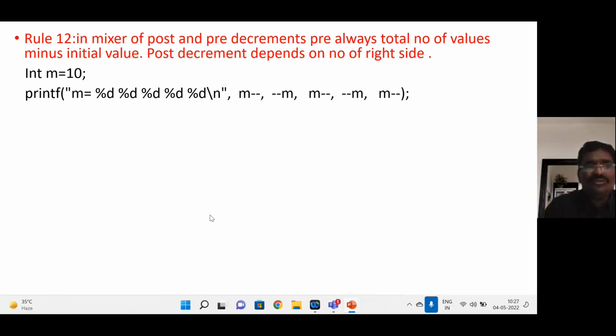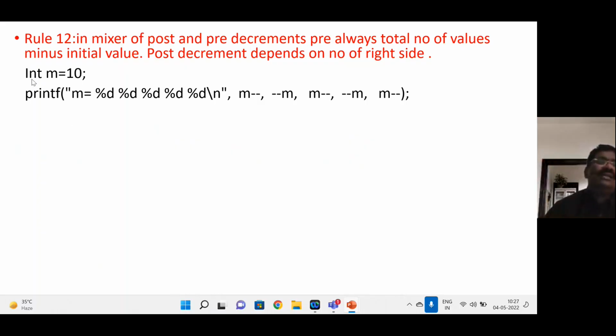So next, the 12th rule, in a mixture of post and pre-decrements. The pre always gives the initial value minus the total number of decrements. The post-decrement depends on the number of right side decrement values.